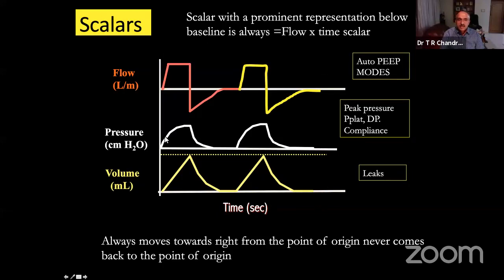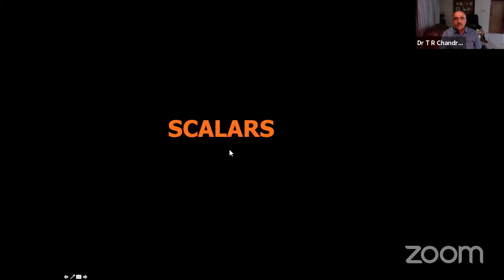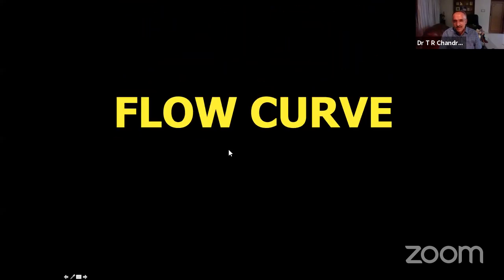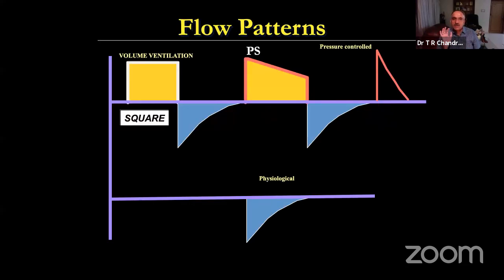So the whole scalars will round up with the flow versus time scalar and the pressure versus time scalar. We'll go one by one. Flow versus time: we have looked very extensively at this while learning about the modes yesterday. All that I taught yesterday was the flow versus time scalar. You can look at the patterns of breathing. This square wave is always what? I've told you yesterday, when there is a constant flow, you get a square wave.